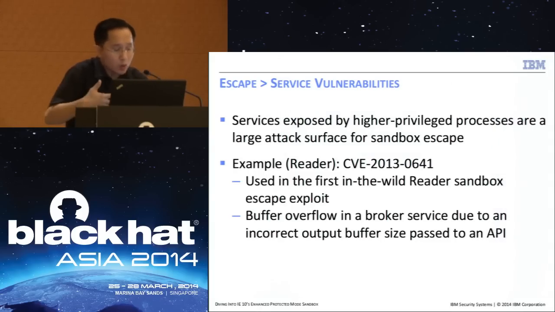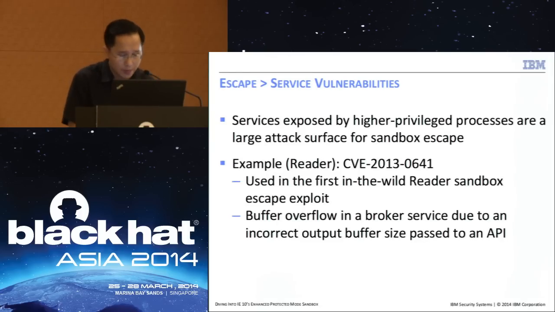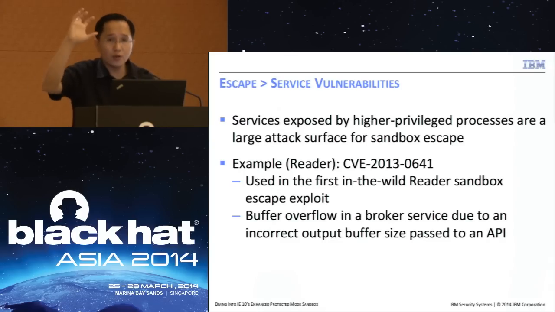And finally, the services exposed by higher privilege processes are a large attack surface for sandbox escape. Earlier, I discussed the different services exposed by the IE broker process. Those services run in the privileged broker context, use untrusted data as input, and are reachable by the COM IPC or the shared memory IPC. An example of a service vulnerability is the bug in the Reader sandbox that was used by the first in-the-wild Reader sandbox escape exploit. In that particular case, a broker service passed an incorrect output buffer size to an API, which in turn led to a buffer overflow. The buffer overflow contents can be controlled by the sandbox process, so the sandbox process was able to control the execution flow of the broker process.